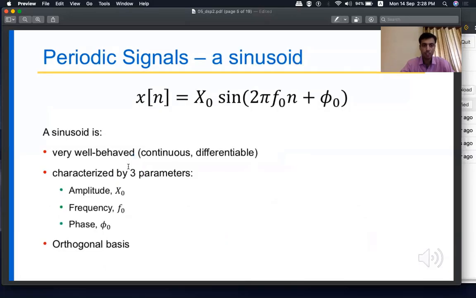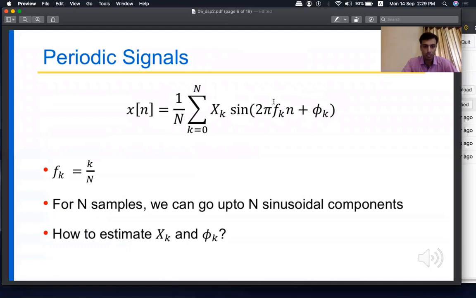Okay, let's do an analysis. A periodic signal can be represented like this: some amplitude times a sinusoid of 2 pi, some frequency times n, plus some phase. I can represent it in exponential form also. Then the phase can be ignored because it can be merged with the amplitude itself, and the amplitude becomes a complex number. So you get some complex amplitude x naught times exponential of j 2 pi f naught n, right? My fundamental frequency is k upon capital N.